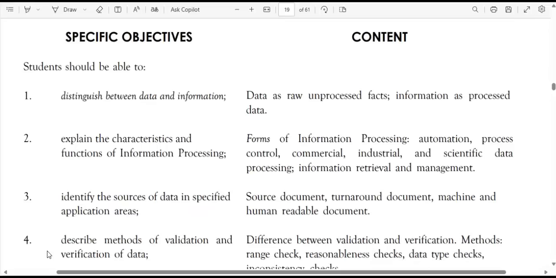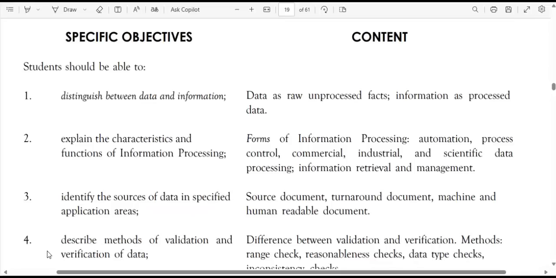using computers to monitor and control industrial processes. Commercial data processing, handling business-related data like sales, payroll, and inventory. Industrial data processing, managing data related to production and manufacturing operations. Scientific data processing, processing experimental or research data in science and engineering. All right, information retrieval, searching and obtaining relevant information from large databases. Information management, organizing, storing and maintaining data and information effectively.